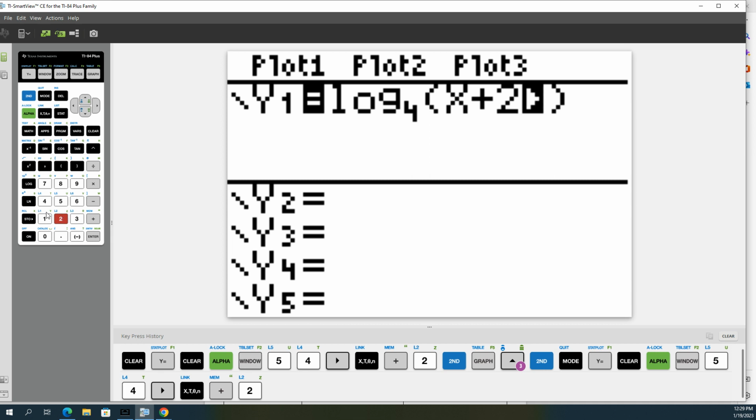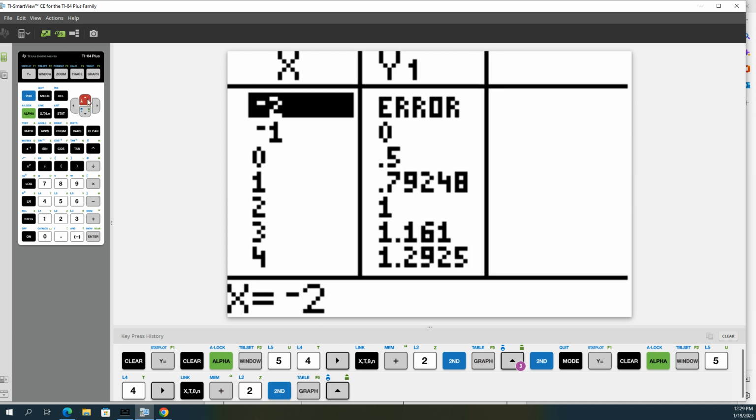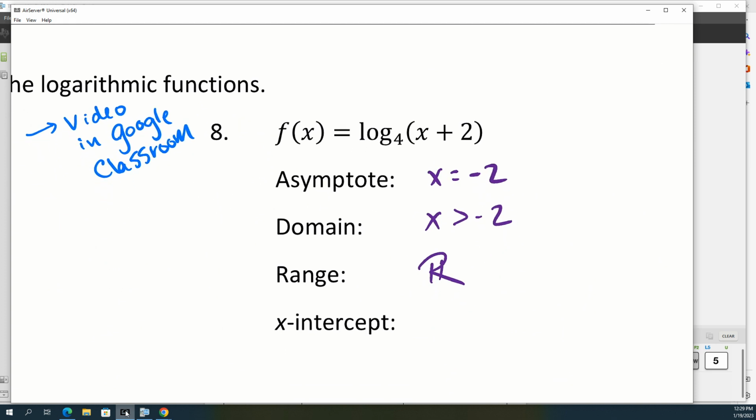To the table. The table is second graph. All right. So because I just did this last period, it just came right up. It's possible you may have to scroll up or down, but you're going to scroll until you find where the y is 0. So that's going to make this x-intercept be -1, 0. So the first 8 on your quiz are just like these, just with different numbers. I feel like those are questions that everybody can get right if you've been here.